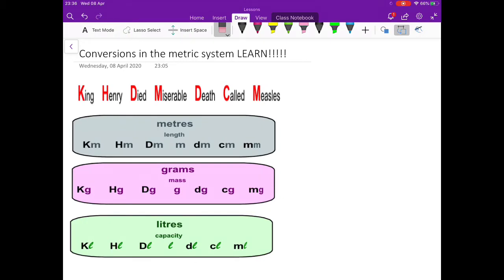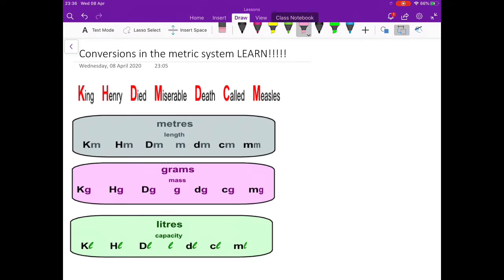The first thing we need to talk about is the difference between length and distance. Length you can measure with a ruler. Distance is, for example, distance traveled, which you would measure with an odometer on a car. We measure distances on maps.